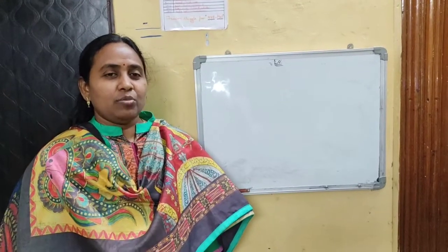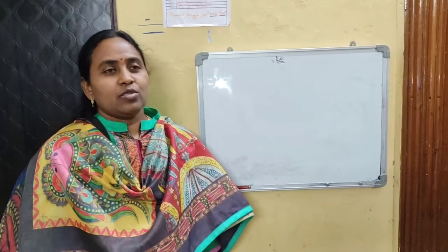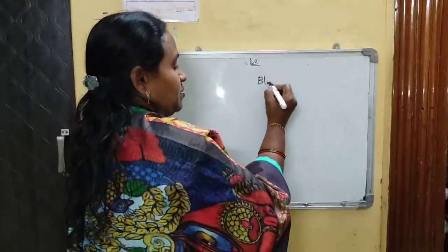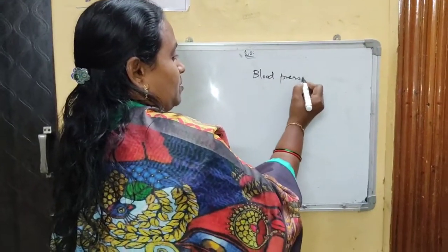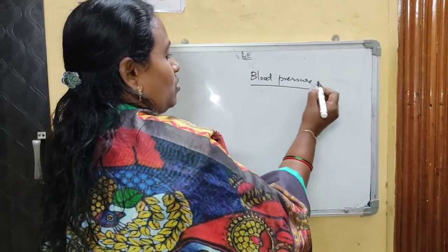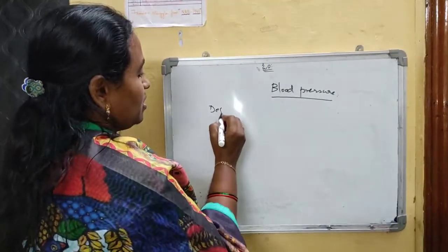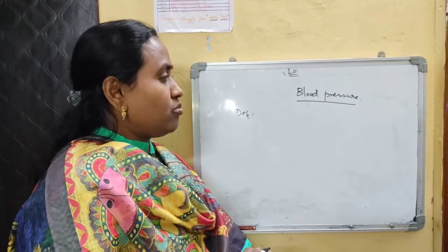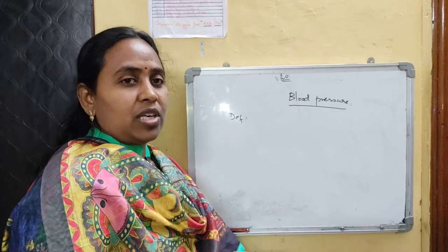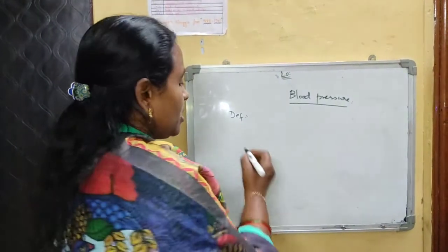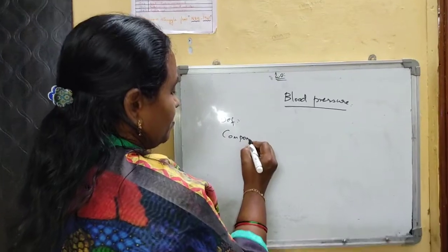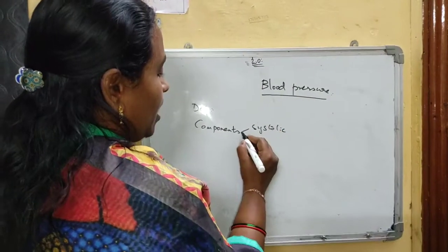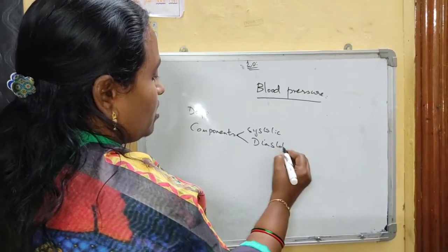Hello students, today I will be discussing blood pressure, which is an important topic in the cardiovascular system. As you all know, the definition of blood pressure is the lateral pressure exerted by the column of blood which is flowing in the blood vessels onto the lateral walls. It has two components. One is the systolic blood pressure and the other one is diastolic pressure.